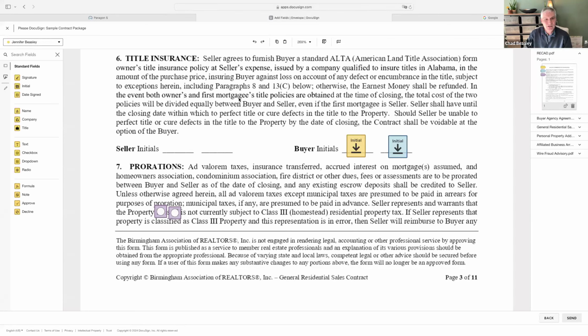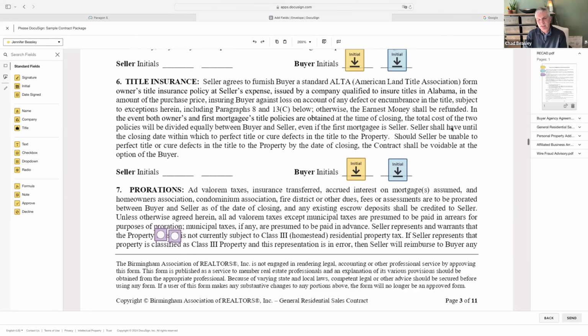In the event both owners and first mortgage title policies are obtained at the time of closing, the total cost of the two policies will be divided equally between the buyer and the seller, even if the mortgagee is the seller. Seller shall have until the closing date within which to perfect title or cure defects to the title to the property. Should seller be unable to perfect title or cure defects in the title to the property by the closing date, the contract shall be voidable at the option of the buyer. So that's pretty self-explanatory. They've got until closing to get everything cleaned up, to get clear title if there's any issues there. Listen, it's important as the buyer's agent.